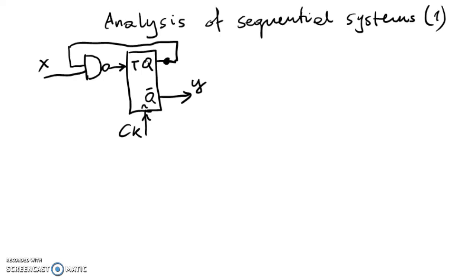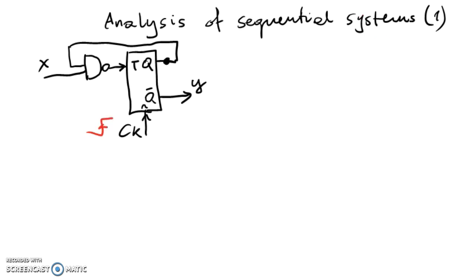Hi, this is the first mini lecture, which is concerned with analysis of sequential systems containing not only a single element but at least two. As you can see, a NAND gate is connected with feedback connections to a T-type flip-flop, and let's decide it will be a positive edge triggered one.